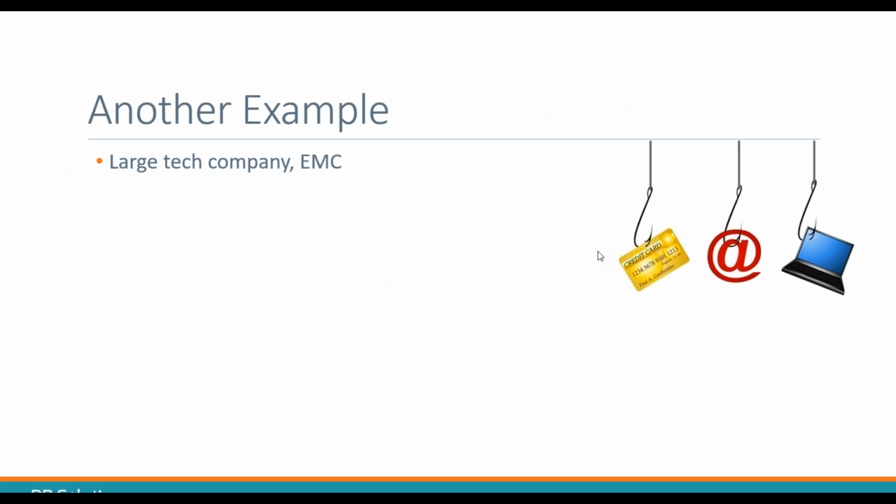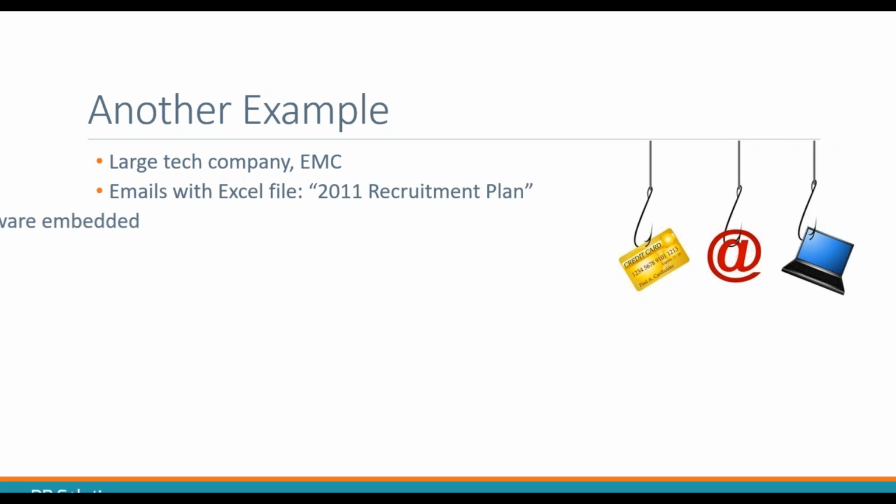Here's another example, and this is just a general example. I don't have the specific stuff. You may have heard of a tech company called EMC. They do major storage technology solutions. They got emails to their staff with an Excel file that was labeled 2011 recruitment plan. Sounds kind of legit, right? Recruitment plan. Yeah, we're doing a recruitment plan. But when you click it, it had malware embedded into it.